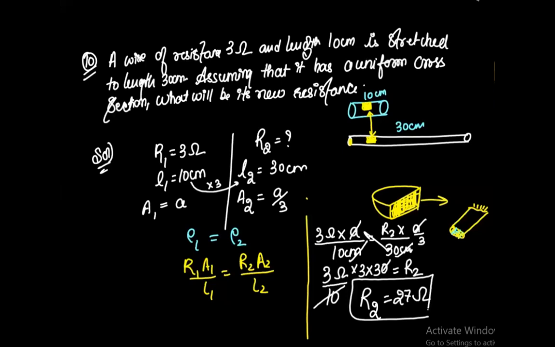We'll do them quickly. Now, question number 11 is also same. Not same, just opposite of this. Next question. Let's see. Question number 11. A wire of resistance. We have a wire of resistance 9 ohm.